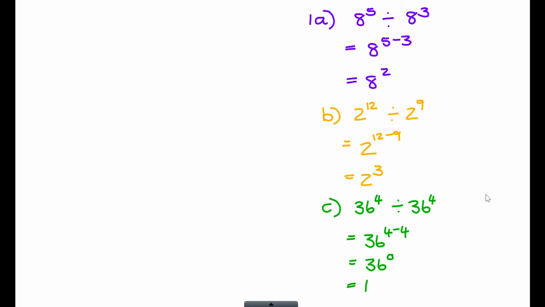At B, 2 to the power of 12 divided by 2 to the power of 9. The base is the same, and we are dividing, so I am going to subtract my exponents. So the base will stay 2, and then 12 minus 9 gave me 3. So 2 to the power of 3. At C, you will see that both my bases are 36. So when I subtract those exponents, I get 36 to the power of 0. Now anything to the power of 0 is 1.